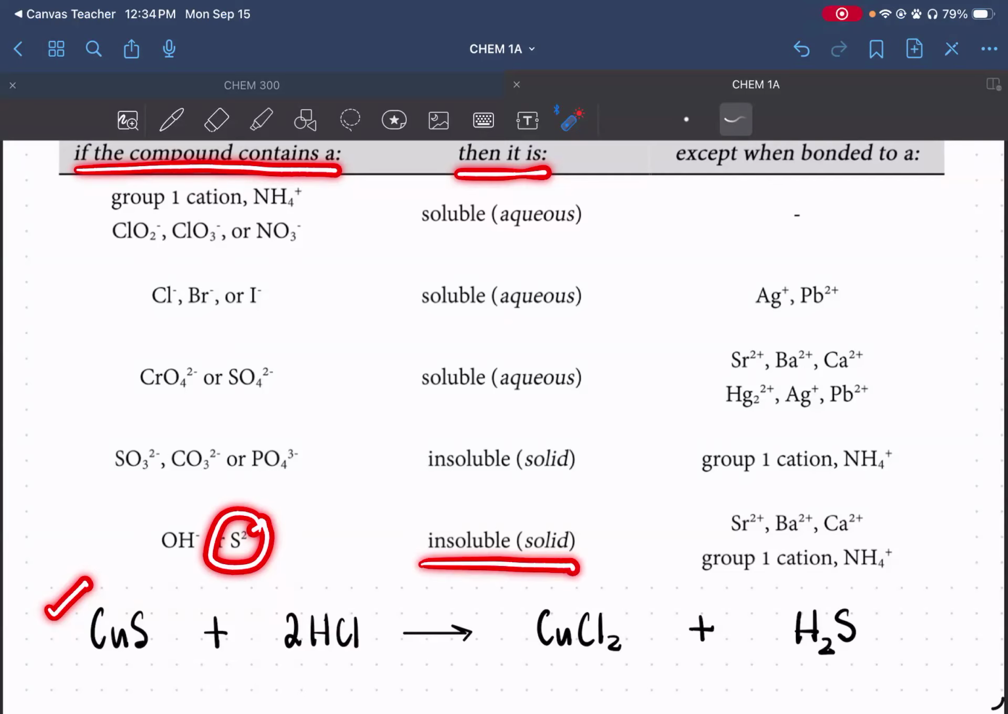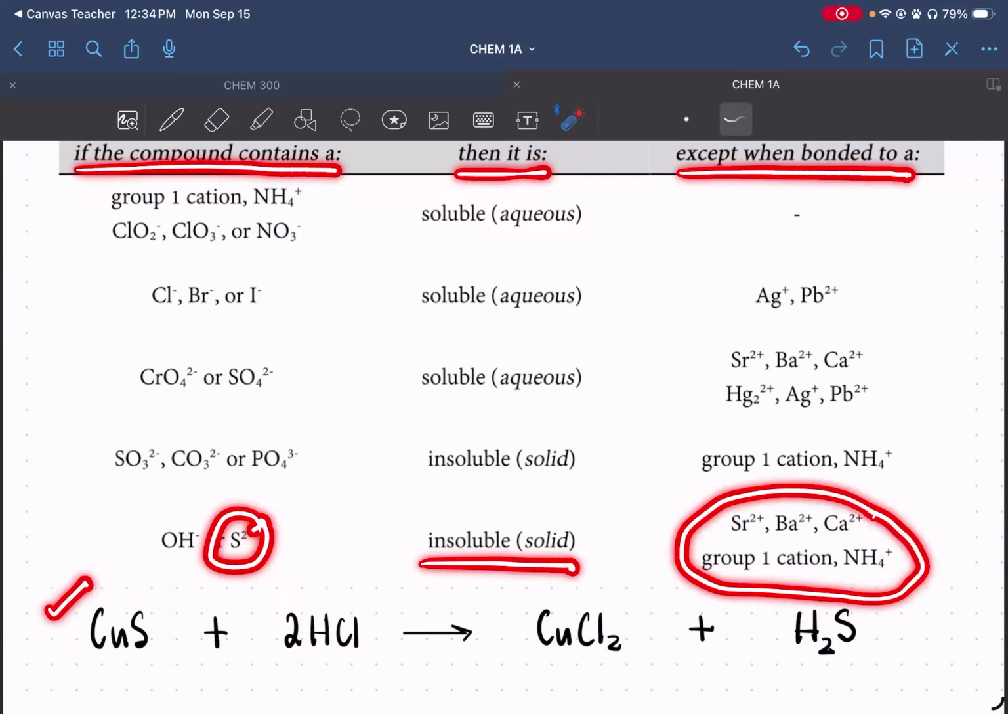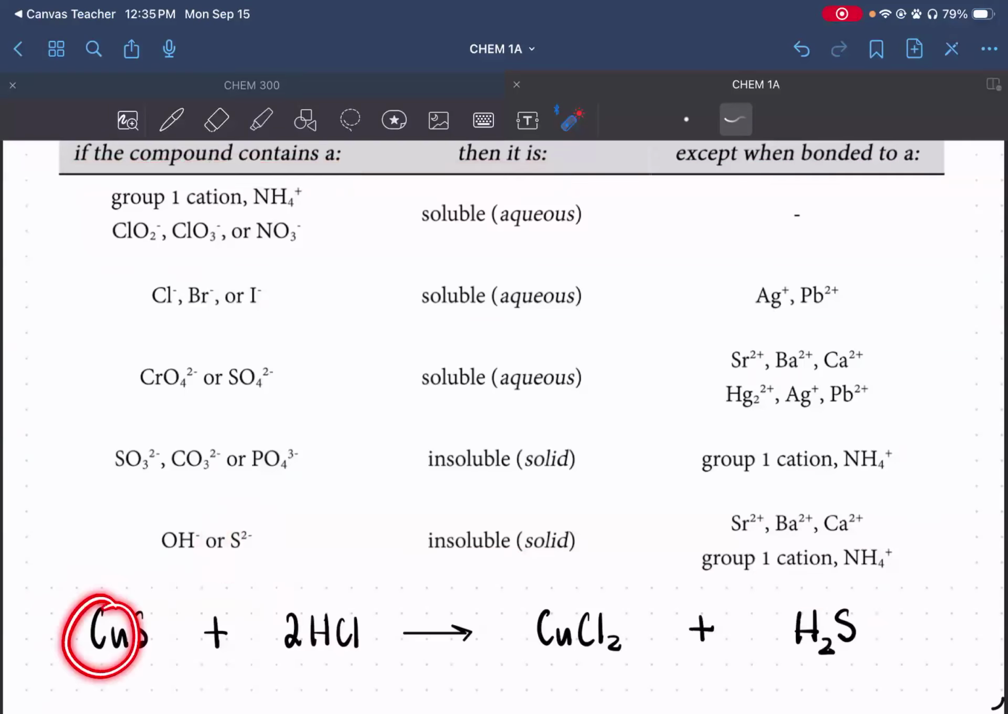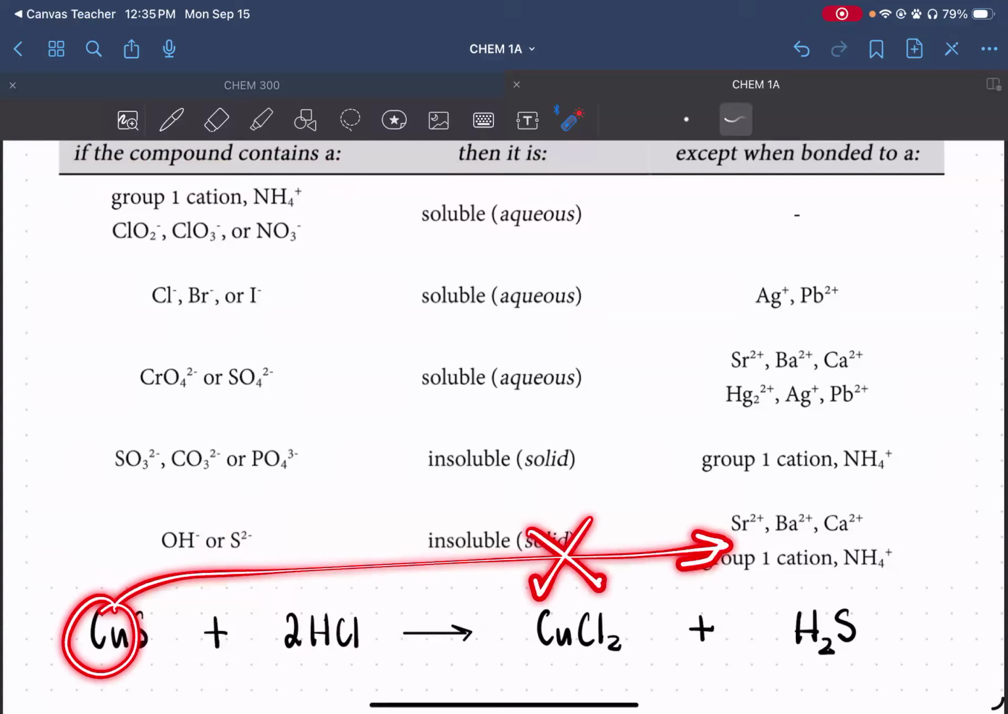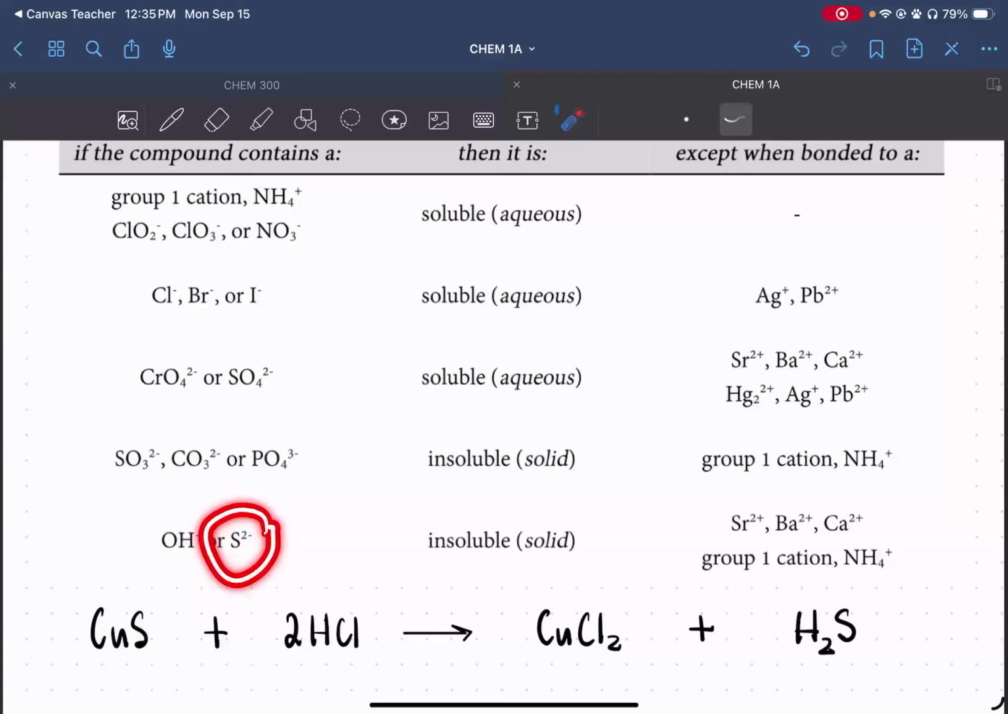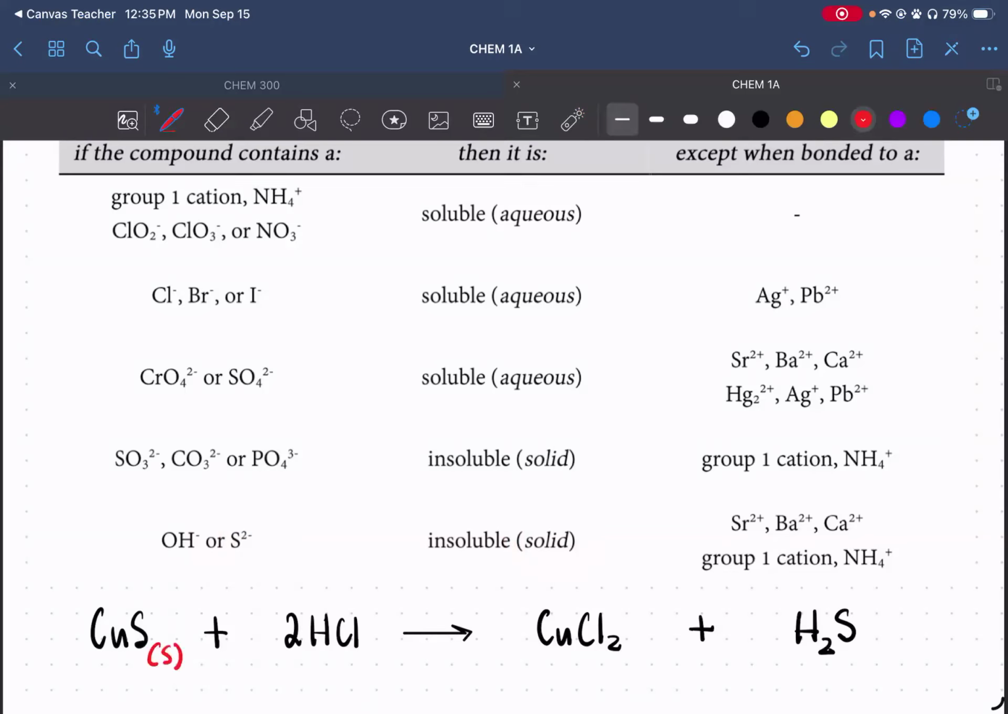There are exceptions. The sulfur would be aqueous if it's bonded to one of these ions. We have strontium, barium, calcium, NH4, and a group 1 cation. Copper does not meet any of those exceptions, so this is not an exception. Therefore, the compound contains a sulfur, therefore it is solid. We would write that bracketed S, and it's written as a subscript, the small letter.